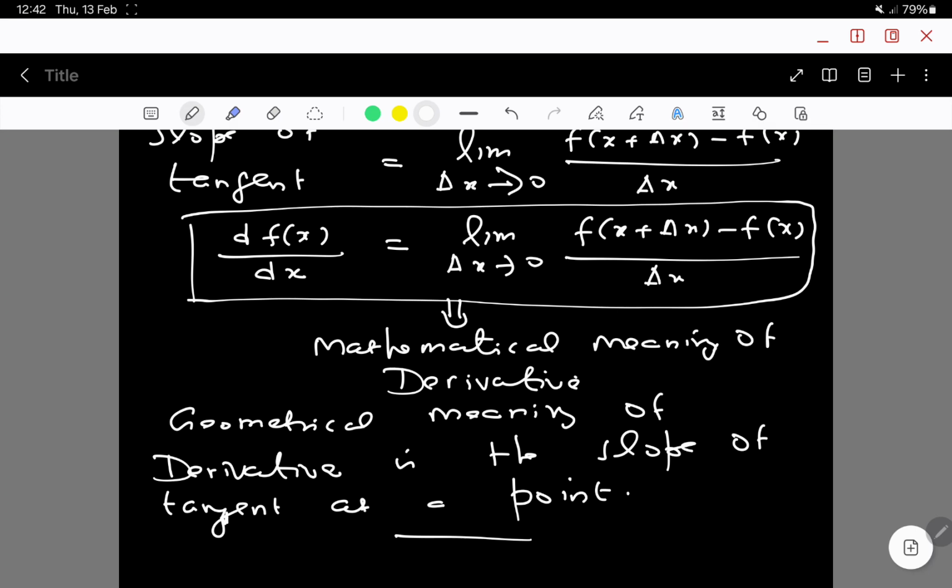The mathematical meaning of derivative is limit delta x tends to 0, f of x plus delta x minus f of x by delta x. So you see, this is the formula to find the derivative of any function with respect to x, if the derivative exists.